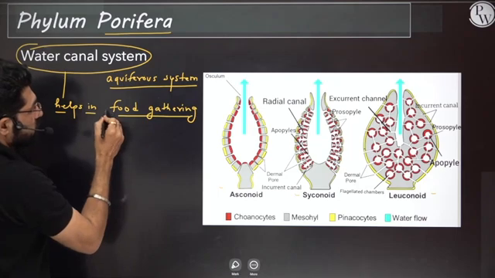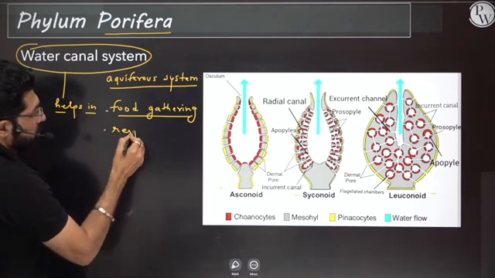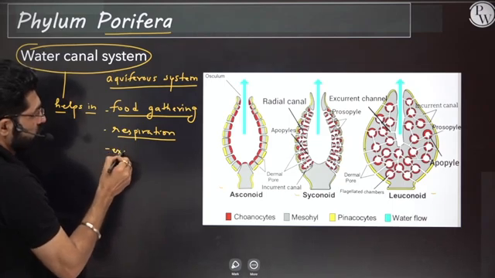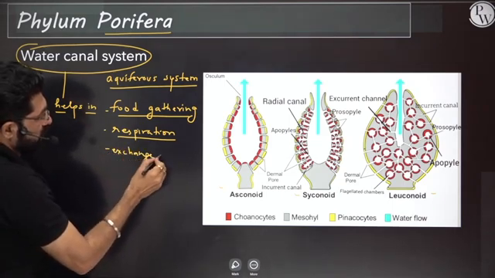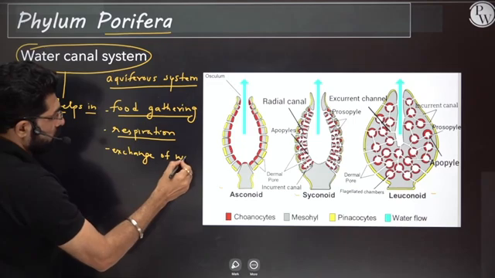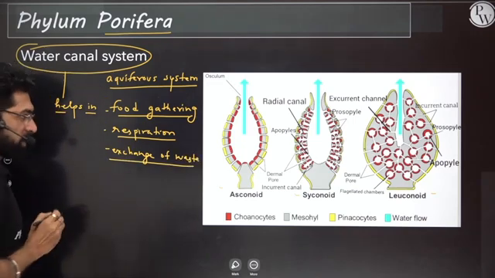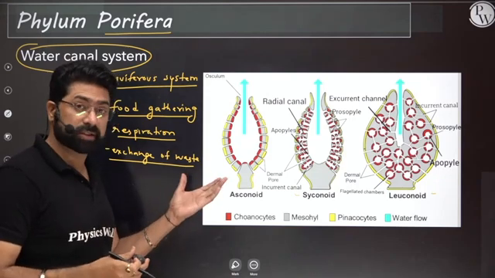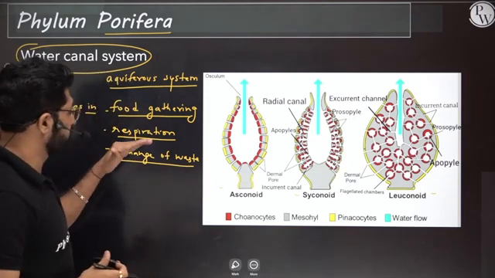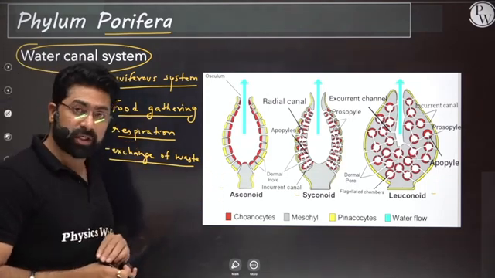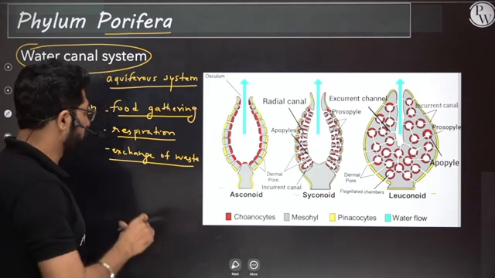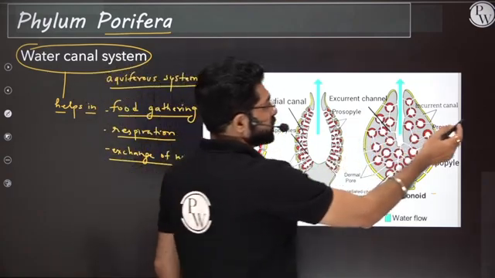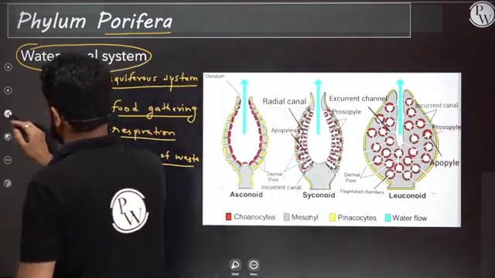It also helps in respiration and exchange of waste. Very important for your exams. Okay, the important functions, they will ask you what are the functions. So functions are food gathering, respiration and exchange of waste, or the removal of waste also you can say better. Okay, exchange of gases you can write, but removal of waste you can write here.